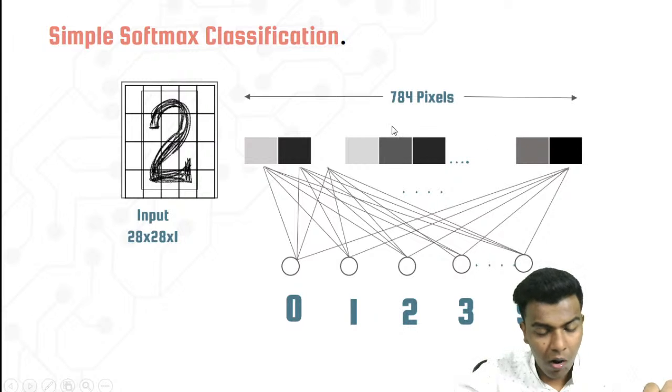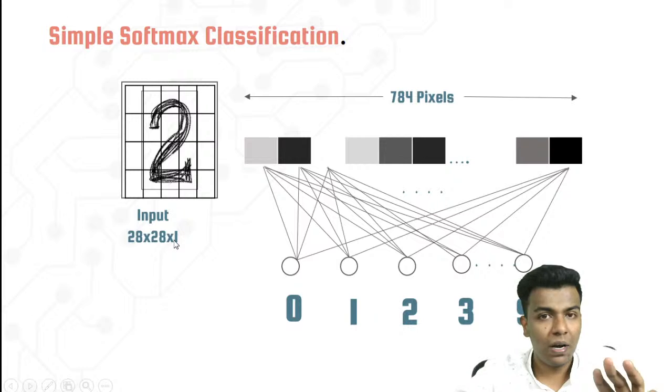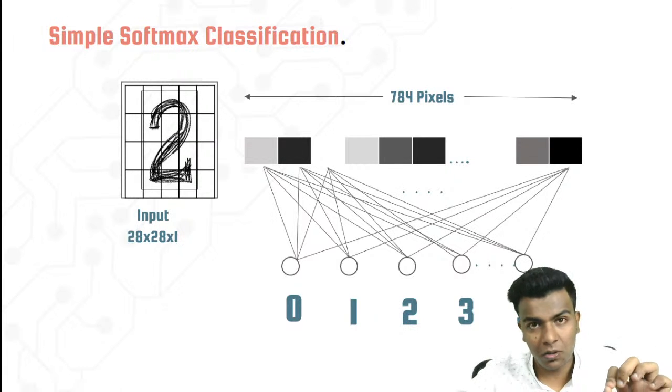So here, this is an example. Let us take one image which has a matrix of 28 cross 28 pixels cross 1, which resembles that this is a binary image.